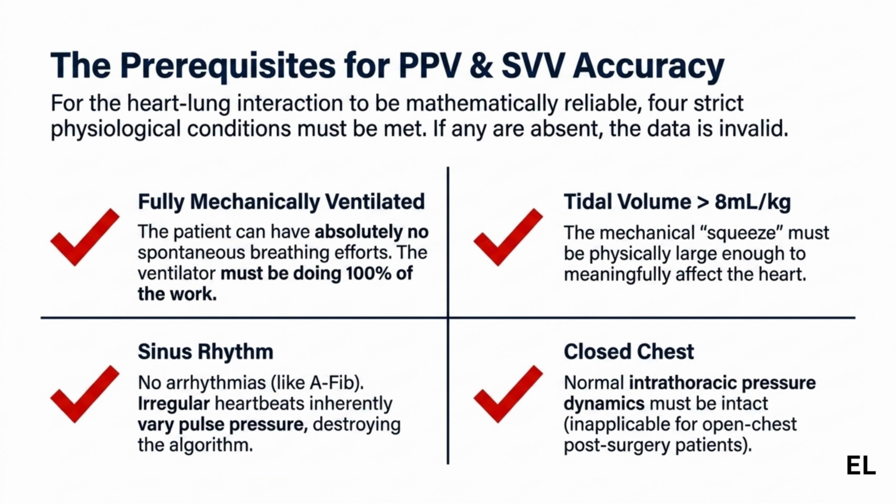For pulse pressure variation and stroke volume variation to provide reliable information, 4 strict physiological conditions must be met. First, the patient must be fully mechanically ventilated with no spontaneous breathing efforts, meaning the ventilator performs 100% of the work. Second, the tidal volume should exceed 8 milliliters per kilogram to generate a sufficient intrathoracic pressure change. Third, the patient must be in normal sinus rhythm because arrhythmias such as atrial fibrillation create irregular pulse pressures that invalidate the measurements. Finally, the chest must be closed with normal intrathoracic pressure dynamics intact. If any of these conditions are absent, PPV and SVV may become inaccurate and should not be used to guide fluid therapy.